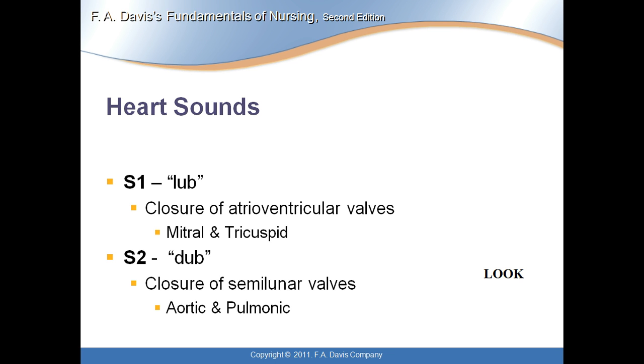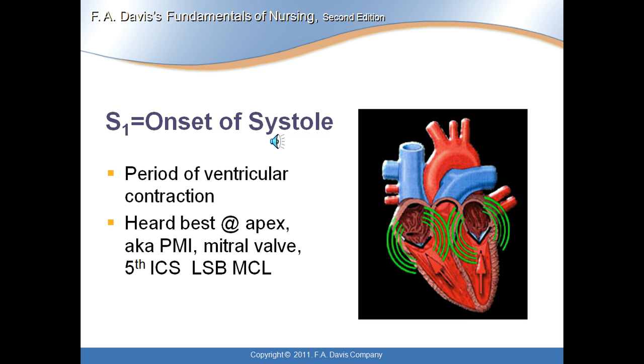Heart sounds. Again, we have the S1, S2. We've got the lub dub. The lub is the mitral and tricuspid valves, and the S2, which is the dub, is the aortic or pulmonic valves. S1 is the onset of systole. It's a period of ventricular contraction. It's heard best at the apex, also known as the mitral valve, at the fifth intercostal space.